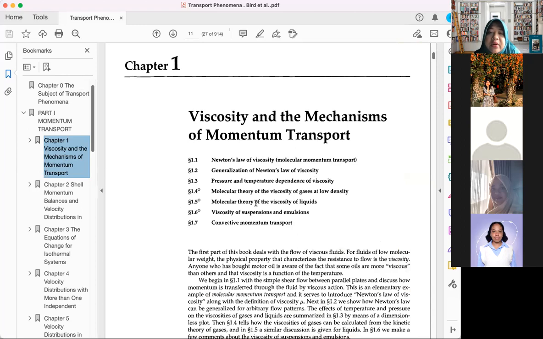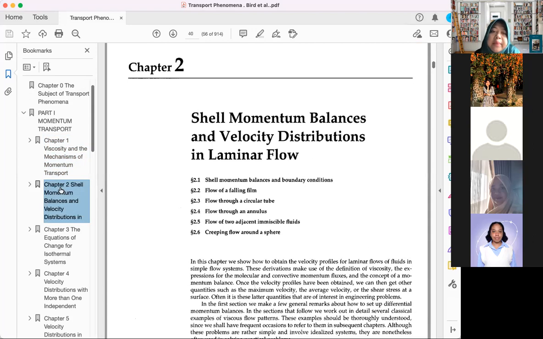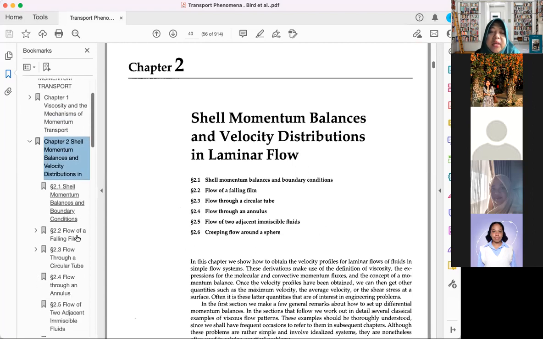You can have a look at this one here. And then we also talked about the convective momentum transport. And then today we're going to talk about chapter 2. Yeah, so you can have a look at chapter 2 here. And last week we talked about a shell momentum balance and also the boundary condition. So I really strongly suggest you have this book and also read the book, and make a mark, make a note, because usually the exam can be open book, sometimes it's closed book, of course.